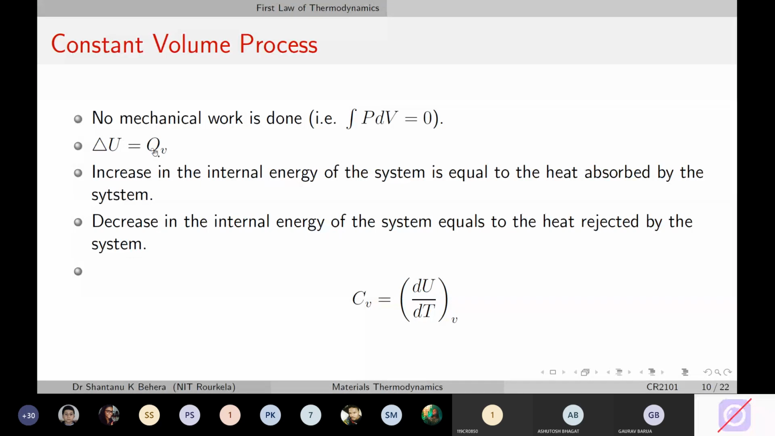And that two functional forms is that the increase in the internal energy of the system is equal to the heat absorbed by the system. We are putting heat into the system, that is eventually going to raise the internal energy of the system. And conversely, a decrease in the internal energy of the system equals the heat rejected by the system.